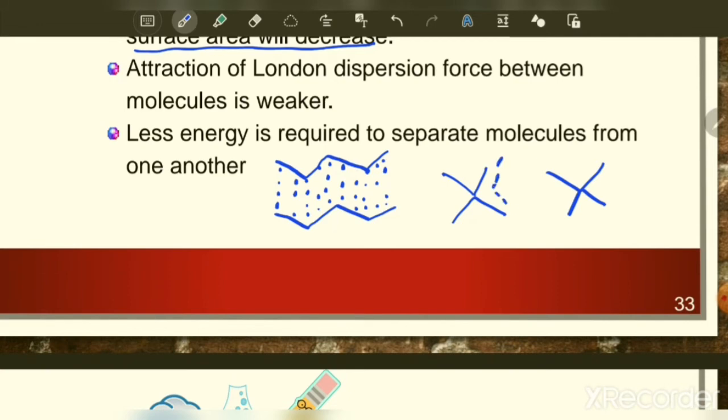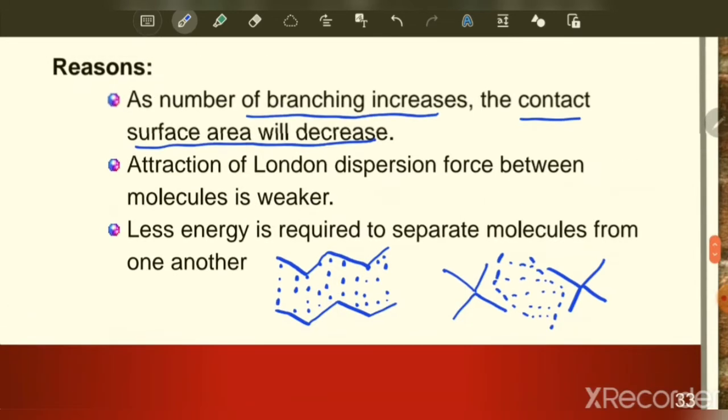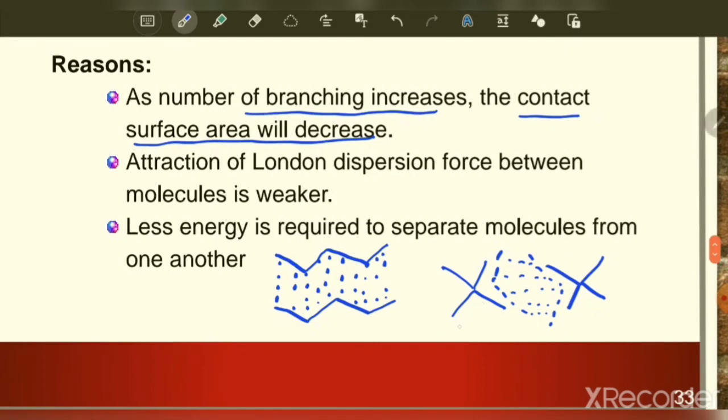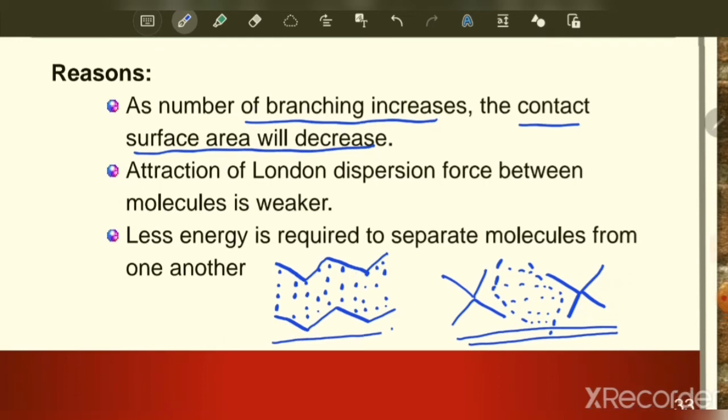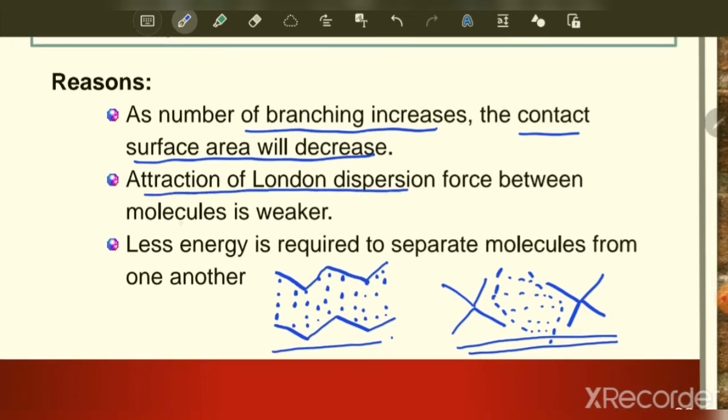So the contact area is smaller. When the contact area is small compared to the straight chain alkane, this will make the London dispersion forces weaker compared to the straight chain alkane. So the attraction of London dispersion force between molecules is weaker when the number of branches increases. Therefore, less energy is required to separate molecules from one another. That's why branching will decrease the boiling point, because when the surface area in contact is small, the London dispersion forces also become weaker.